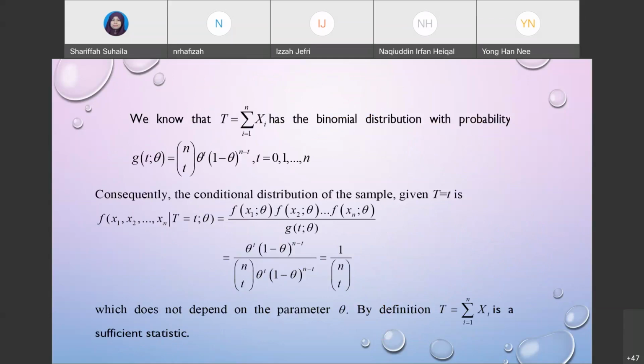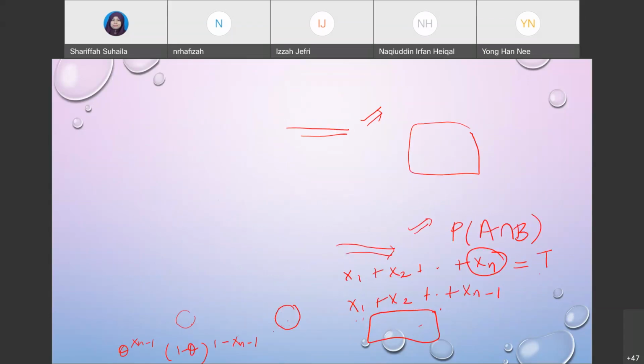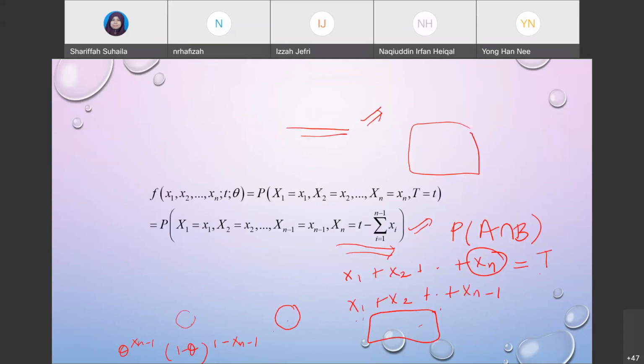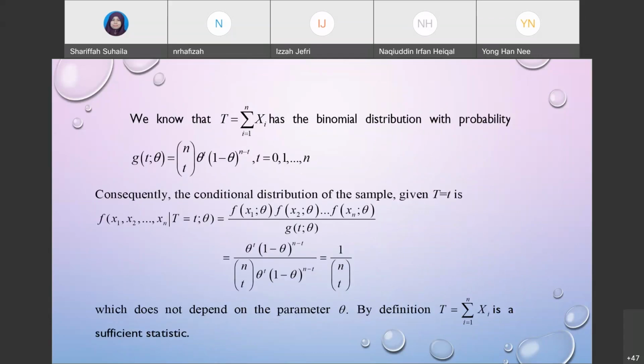Okay, so we know that T equals summation Xi has the binomial distribution. The original one was a Bernoulli trial. So for a Bernoulli trial, if we have n random samples and we take the summation, it becomes a binomial distribution. So that's why we have the PDF for T, in terms of the binomial probability distribution, which is n choose t, theta to the power t, 1 minus theta to the power n minus t, for t from 0 up to n.